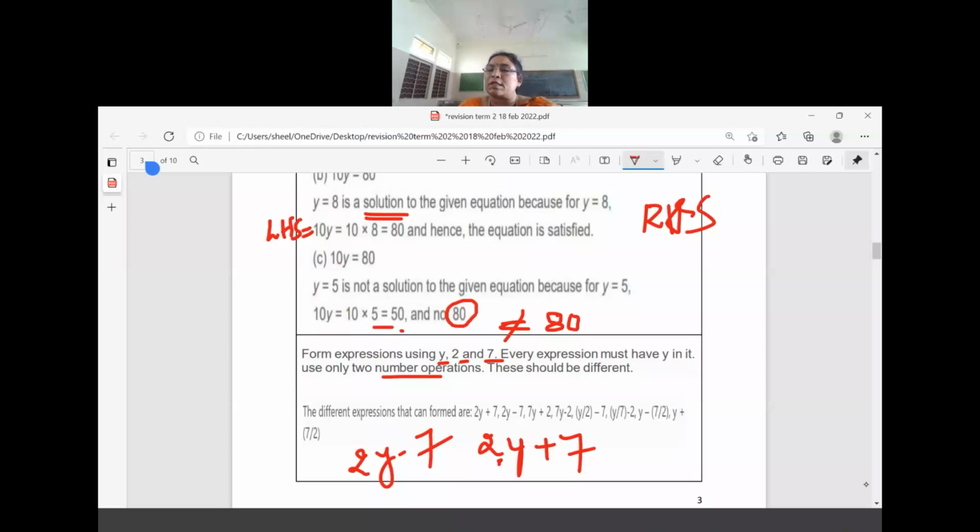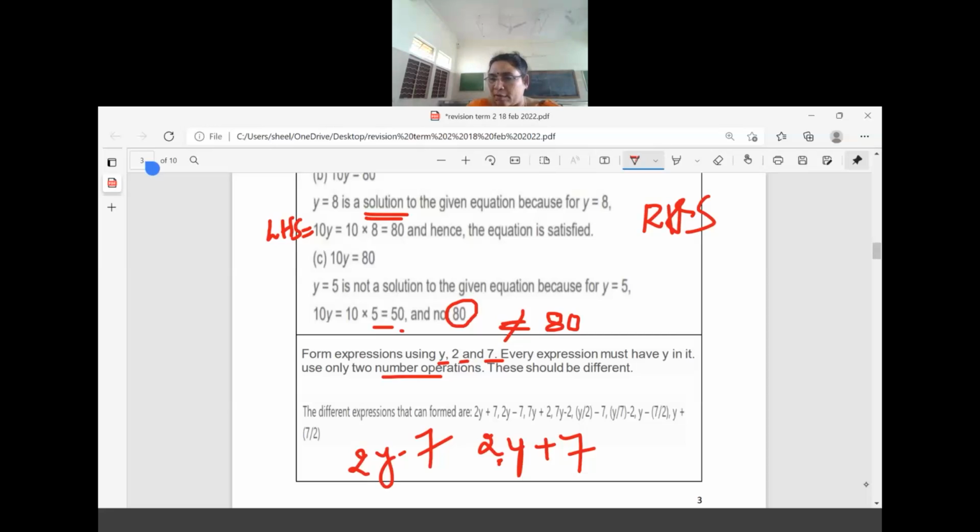So listen all of you, there is no strict rule for this one. We can go for the two-operation criteria, and you can write in any way: addition, subtraction, addition, multiplication, addition, division, like that. Any operations you want, you can use, then we can form many expressions like this. No equations here, no equal sign is there, right? So we are having 2y plus 7, 2y minus 7, 7y plus 2, 7y minus 2, and y by 2 minus 7, y by 7 minus 2. Like that, you are getting many expressions.